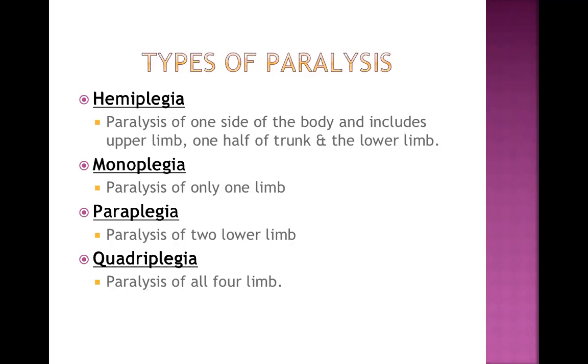Please remember that. Now, hemiplegia is paralysis of one side of the body, which includes the upper limb, one half of the trunk, and the lower limb. Monoplegia, paralysis of only one limb. Mono means only one limb. Paraplegia, very important term, when the spinal cord is damaged. Usually paraplegia or paraparesis occurs. That means paralysis of two lower limbs or both lower limbs. And quadriplegia, quadri means four. So paralysis of all four limbs is known as quadriplegia, also known as tetraplegia in some textbooks.